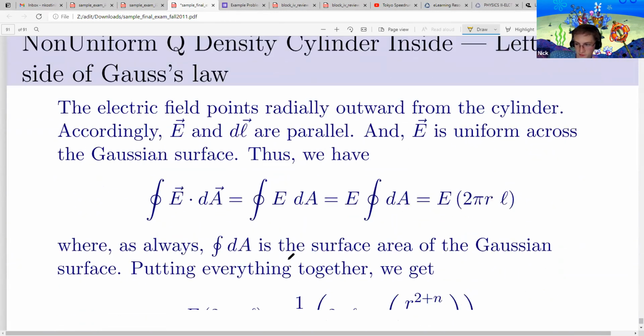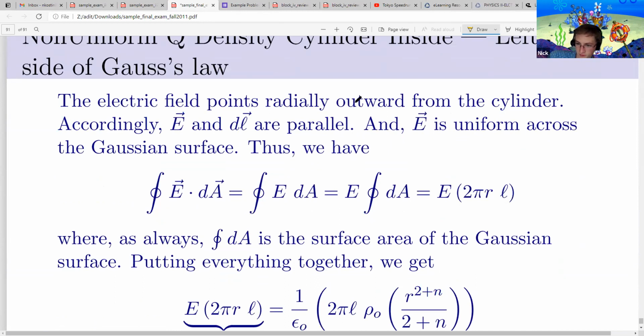On the left-hand side of Gauss's law, again, we already argued that the electric field points radially outwards from the cylinder. This should definitely be a dA. So E and dA are parallel, so that's our first symmetry argument satisfied. That's how I got rid of this dot product right here. And then E is uniform across the Gaussian surface. So because it's uniform, I can pull it out of the integral, and I have E times the integral over my Gaussian surface. Again, in Gauss's law, I'm always integrating over my Gaussian surface.